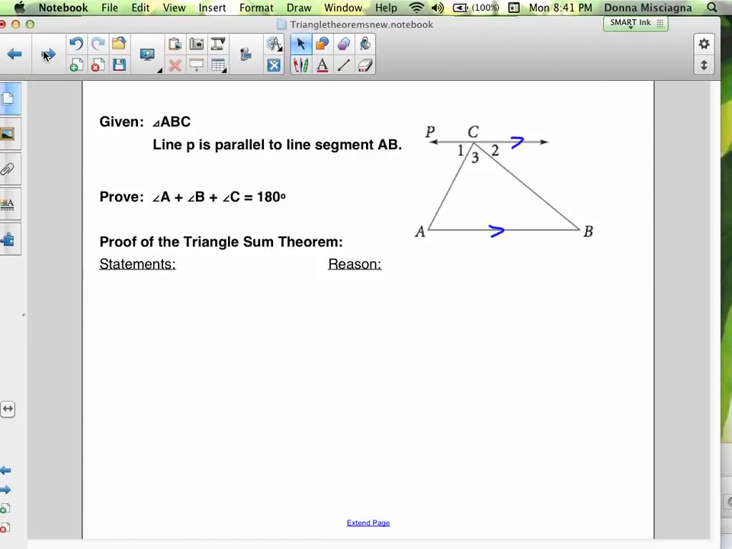All right, so we're given a triangle there, and this is in your notes. Triangle ABC is what we're given. You can see the triangle there that's formed by those 3 points. And we also have line P, which is parallel to line segment AB, and it intersects our triangle right there at point C.